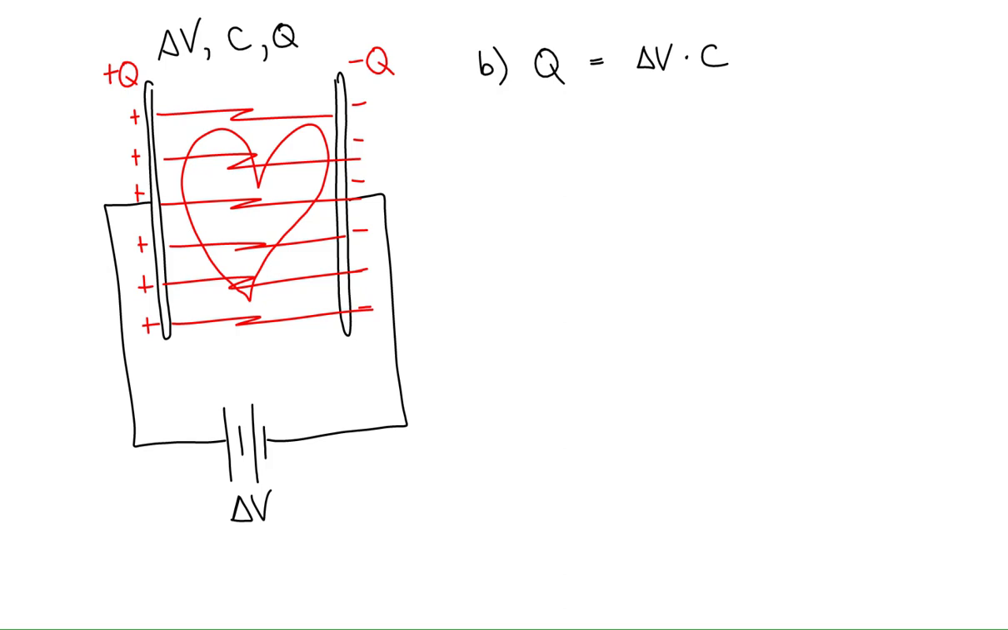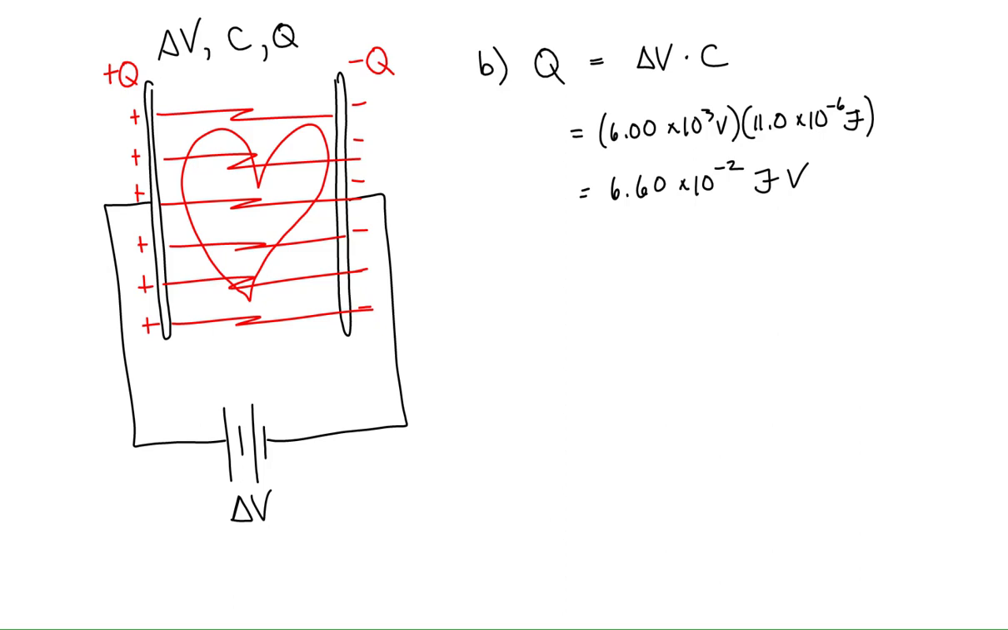So again, this is just another simple substitution. For the potential difference, we have 6.00 kilovolts. For the capacitance, we have 11.0 microfarads. And when we plug this into our calculator, we get 6.60 times 10 to the minus 2 farad volts.